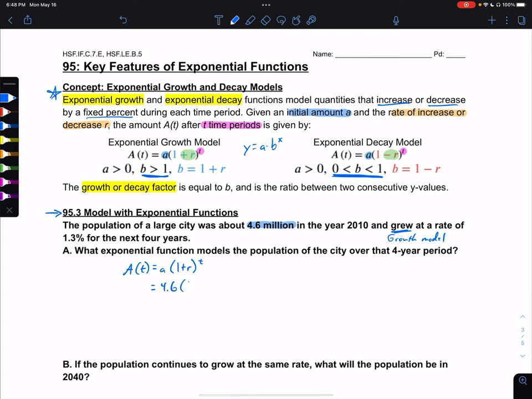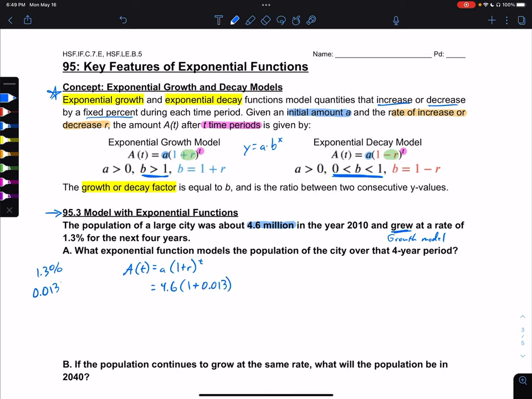The 1 is a constant that remains the same, and we're going to add the rate of growth. All right, so the rate of growth is 1.3%. When you're substituting that in as your R value, it has to be the decimal version of your percentage. So we're not going to use 1.3%. We're going to convert that to a decimal, and we're going to use 0.013.